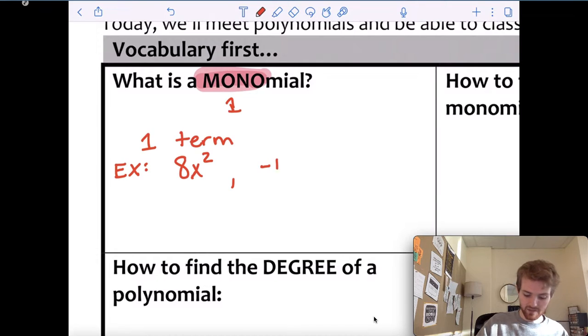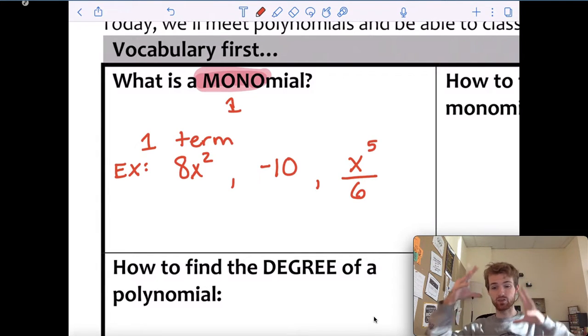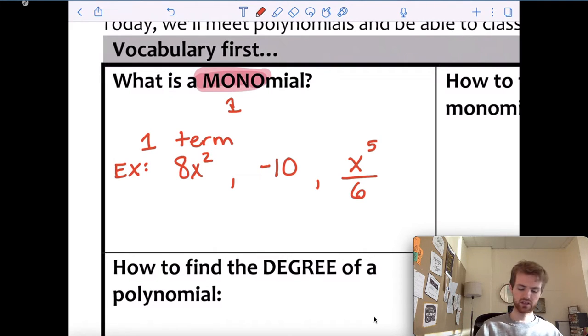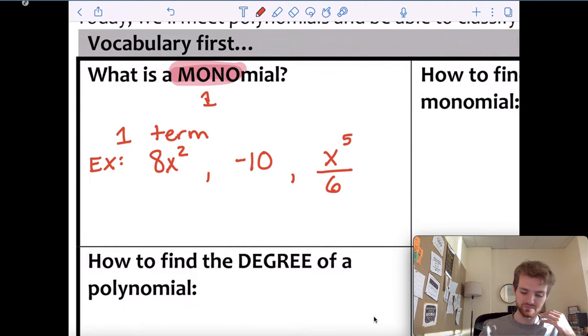Maybe negative 10 would be an example of a monomial. X to the fifth would be an example of a monomial. And maybe I'll even elevate that to say x to the fifth over 6. Each of these things is one group, one grouping of numbers and variables. And when I say group, I mean grouped together by multiplication or division. So fractions or just next to each other.